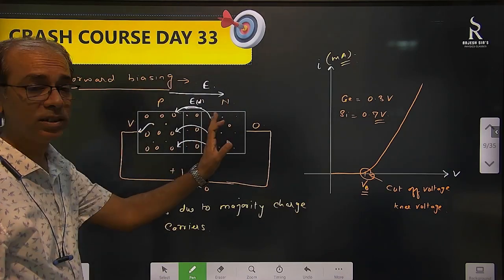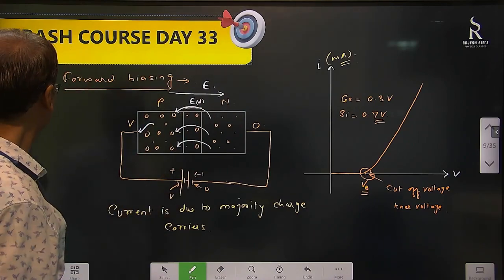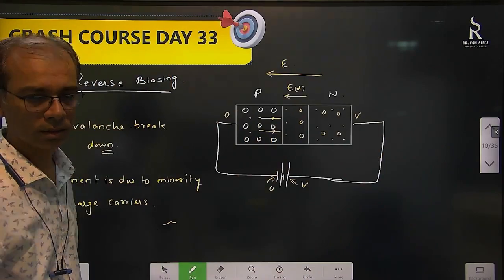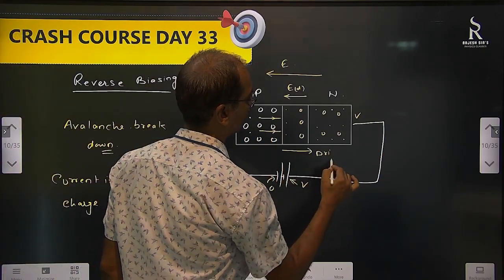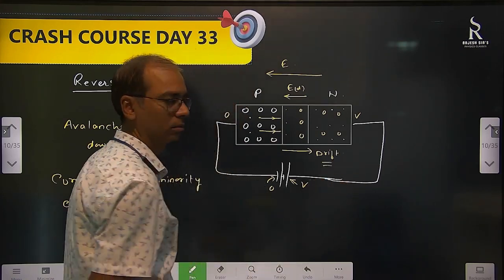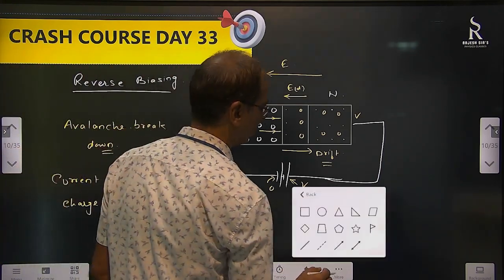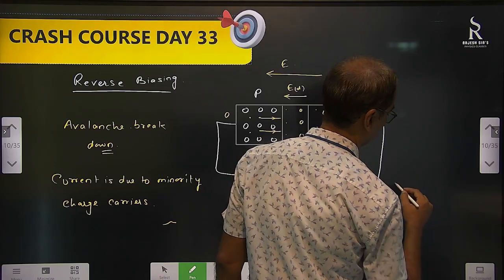Which type of current is this? This is in the direction of diffusion current. Whereas in this case, what is the direction of current? This is in the direction of drift current. The drift and diffusion are in opposite directions. Diffusion is in one direction, drift is in another direction. So if we are going to show the VI characteristic of this reverse biasing, it will be in the opposite direction.